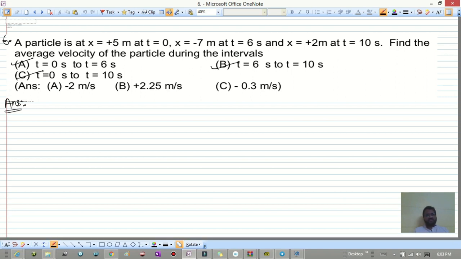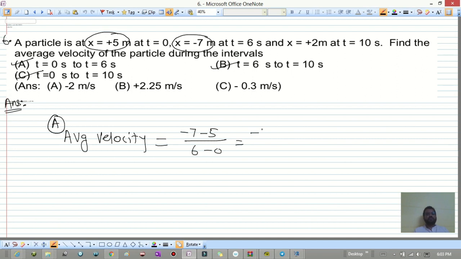So average velocity is total displacement by total time. Over here, what is the total displacement? Total displacement is final position minus the initial position. So final position over here is minus 7, initial position is plus 5. So average velocity, for A, total displacement from t equal to 0 to t equal to 6 seconds is minus 7 minus 5, divided by total time, 6 minus 0, is equal to minus 12 divided by 6, which is equal to minus 2 meters per second.